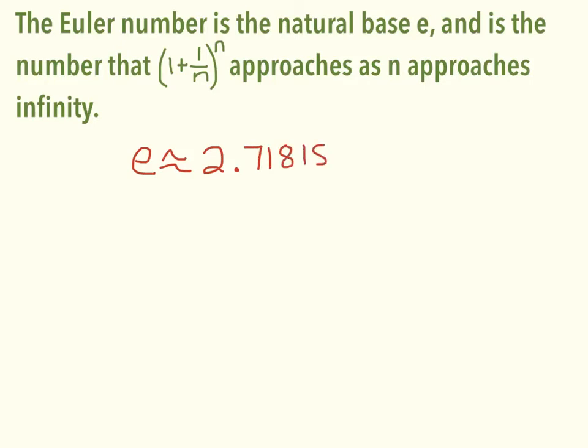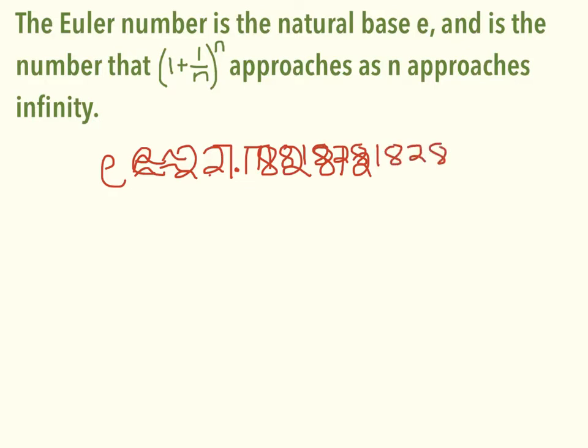1828, 1828, 459... And it doesn't have a pattern, so it's just like pi. That's why e is one of the transcendental numbers that we learned about at the beginning of the year.